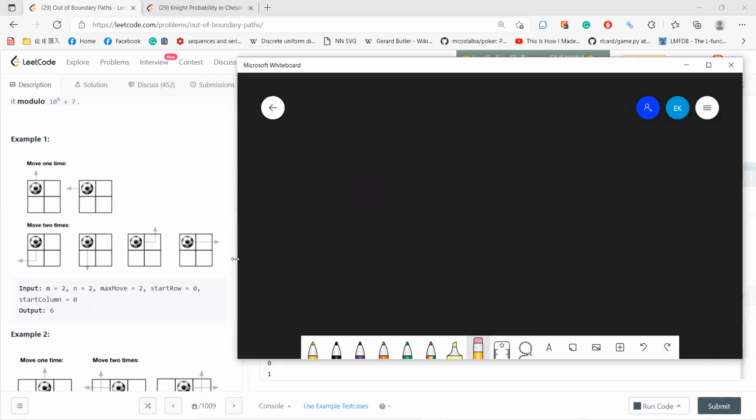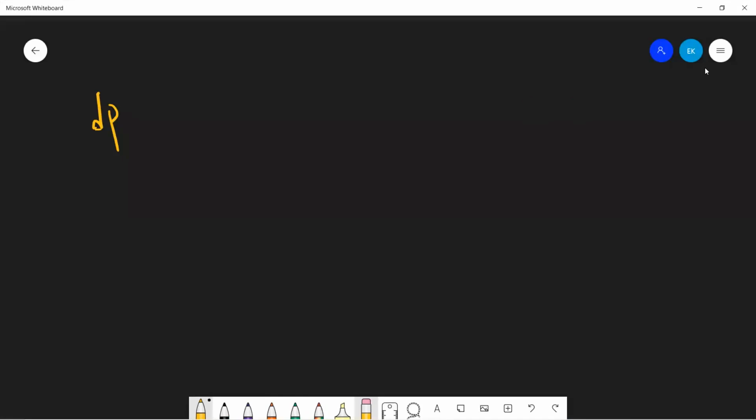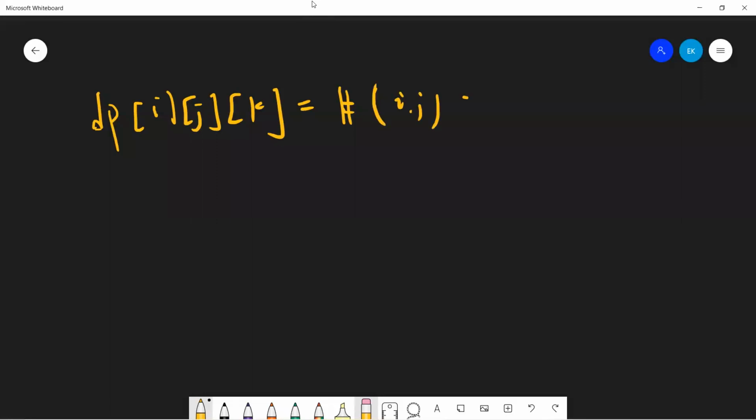So this problem has a strong DP flavor. One can just define DP[i][j][k] to be the number of paths, suppose you start at i and j, this is your starting point, to move out in k steps.